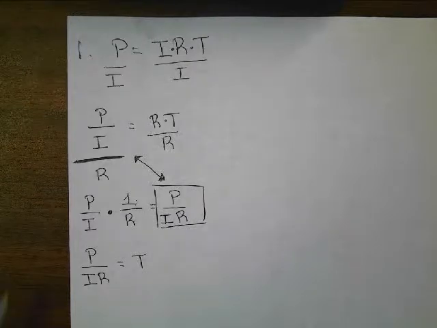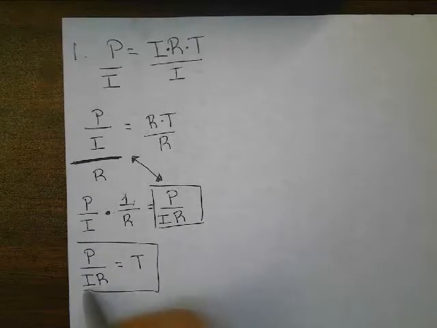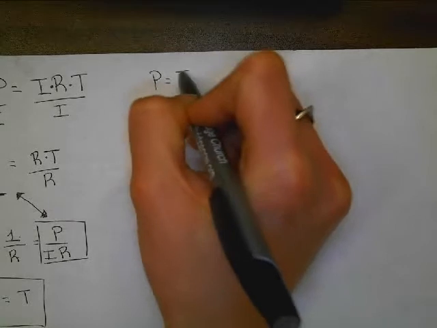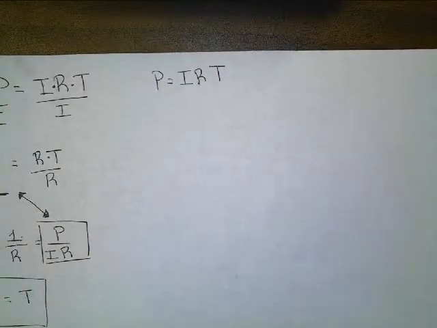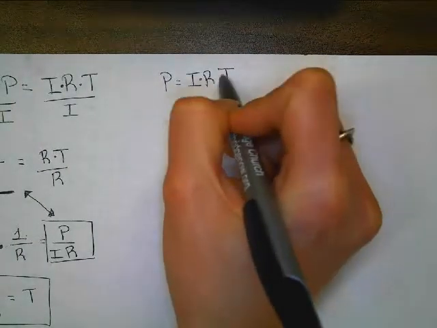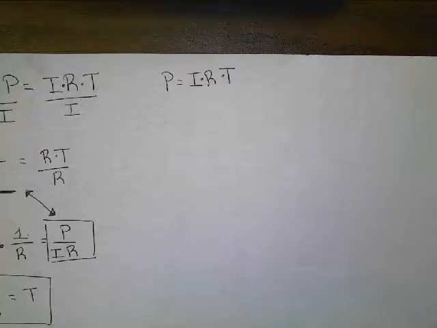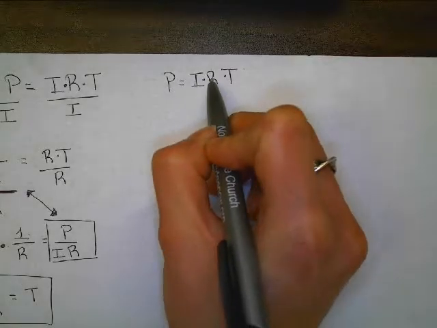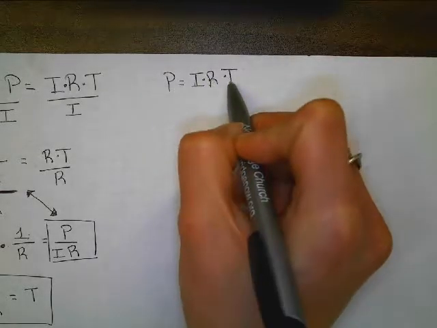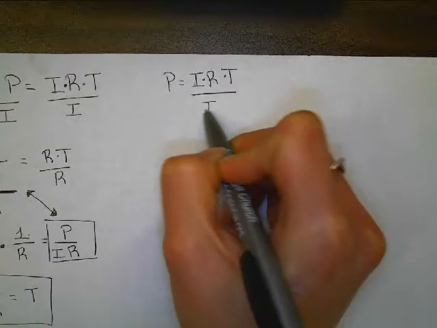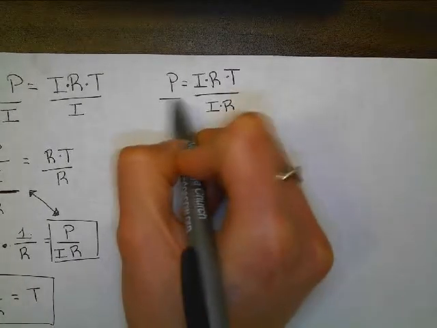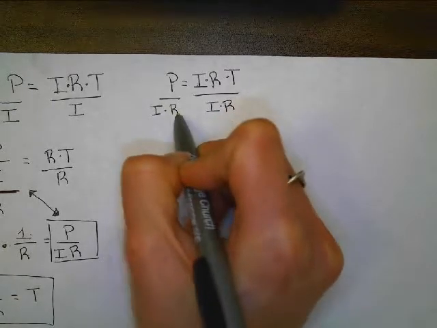Now if that's confusing, if you don't like this division by a fraction, the other way you can solve this problem, again we have P equals IRT. Now we know these are multiplied, and we know the inverse of multiplication is division. So since these are both multiplied, it's I times R, and all of that is multiplied by T, I can just divide the whole thing by I times R. And then divide this side by I times R.